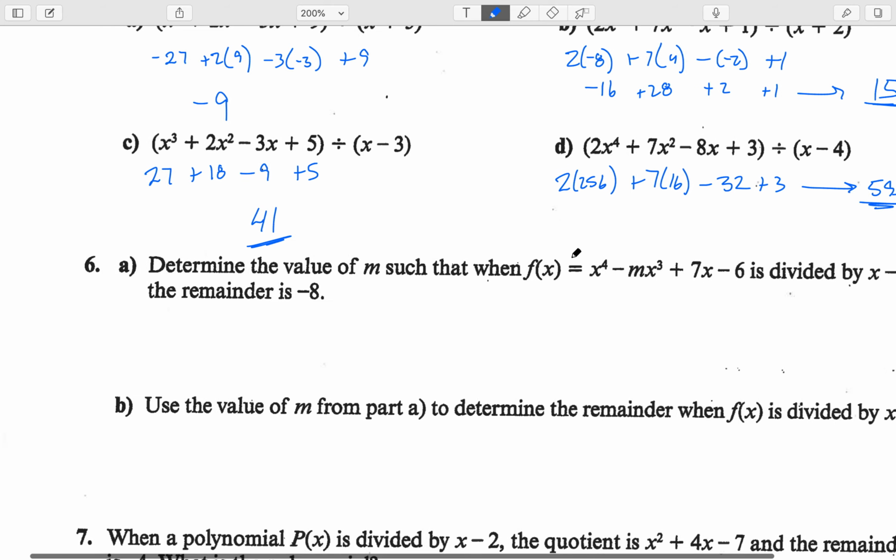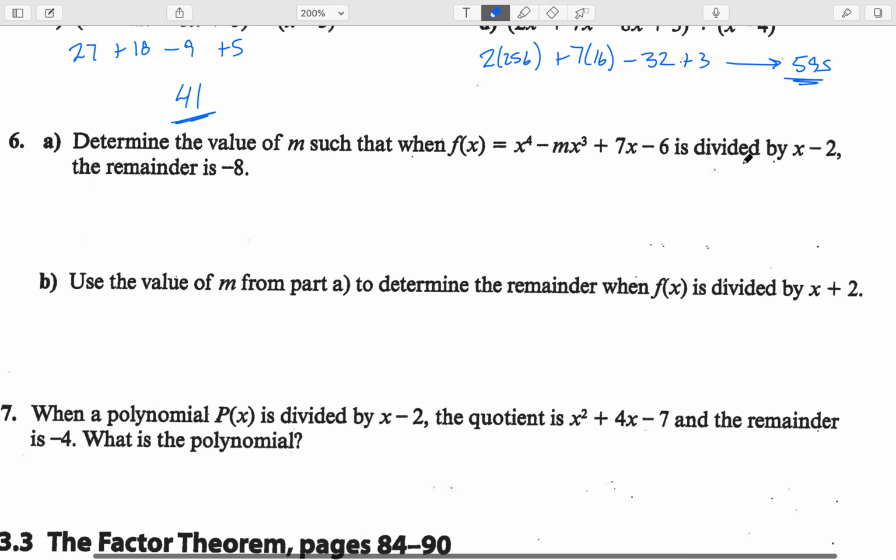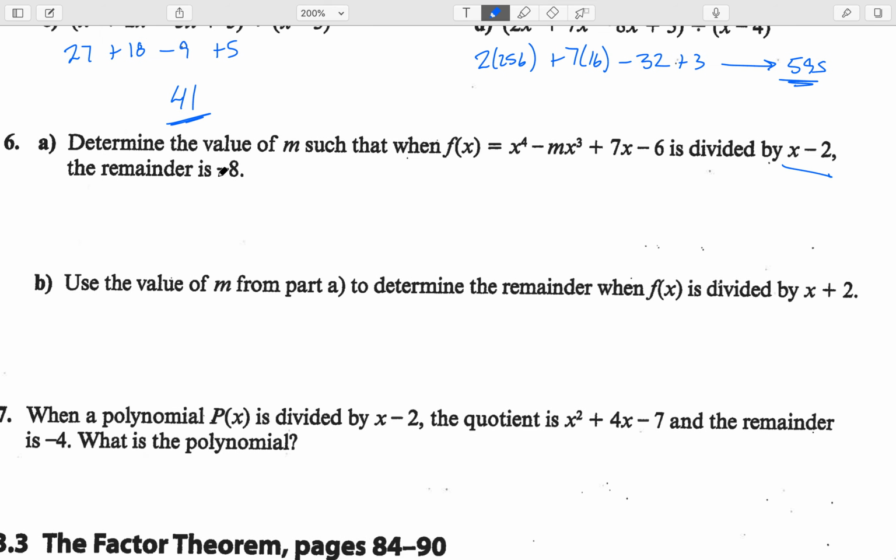Okay, fair enough. Determine the value of m such that when this is divided by x minus 2, the remainder is negative 8. So in other words, if I take positive 2 and plug it in, f of 2, the remainder should equal negative 8. So here we go. I'm going to plug in positive 2 into this equation and know that it equals negative 8. So positive 2, 2 to the power of 4 is 16, minus m times 8, plus 14, minus 6. Okay, so I've got 24, minus off 24, I'm going to get minus 32 is equal to negative 8m. In other words, m should equal positive 4.